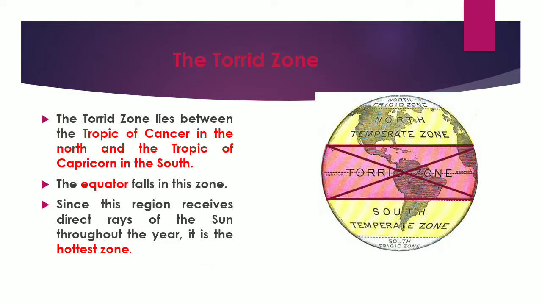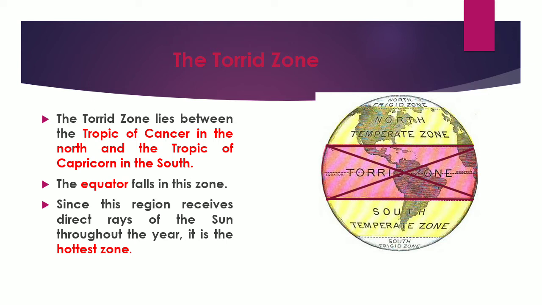The first zone is the torrid zone. You can see in the picture I have marked it with the brown line, the torrid zone, so that you will be able to understand it better. The torrid zone lies between the Tropic of Cancer in the north and the Tropic of Capricorn in the south. The equator falls in this zone. Since this region receives direct rays of the sun throughout the year, it is the hottest zone.